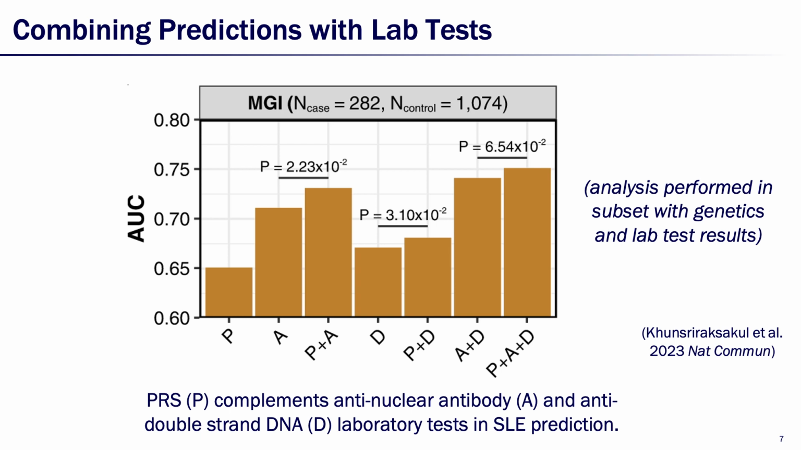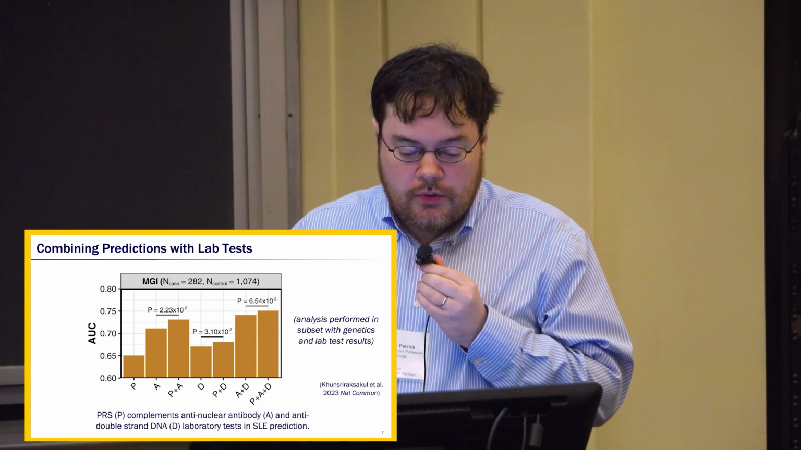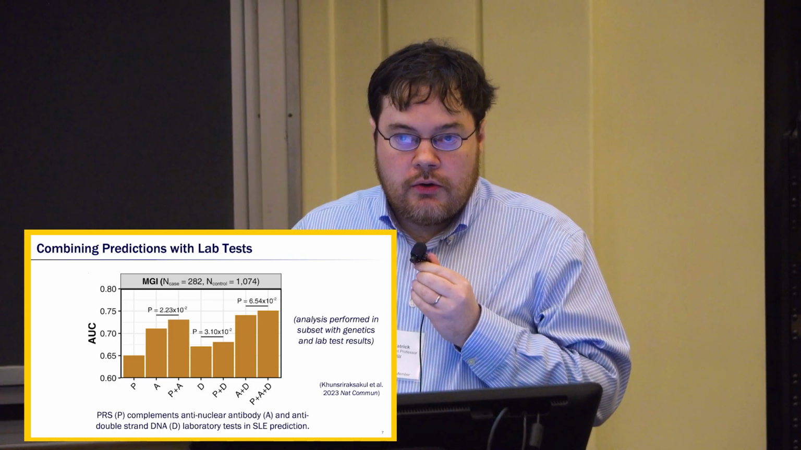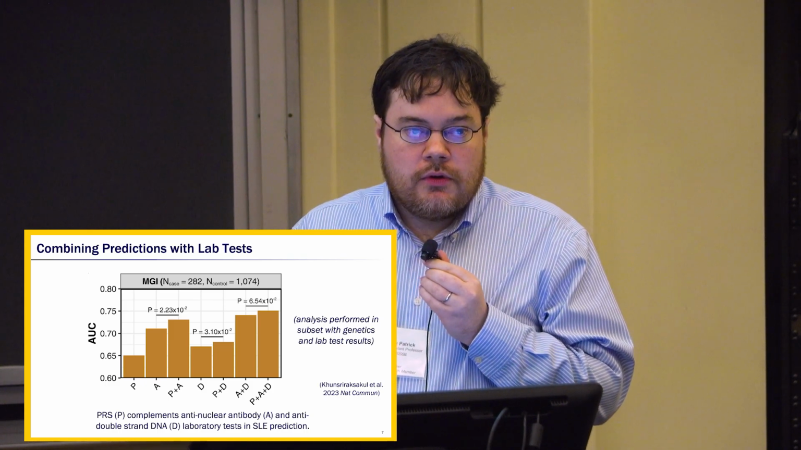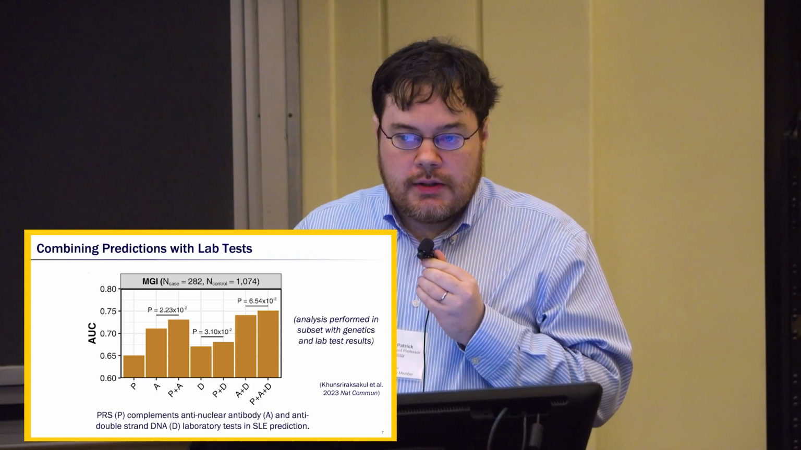Another thing that we can do is use the lab test results, which are often used to diagnose lupus and are available in MGI, so we can compare the effect of PRS with lab test results. Interestingly, in each case, for the anti-nuclear antibody and anti-double-strand DNA tests, including the PRS improves the performance of prediction even when using the lab test.